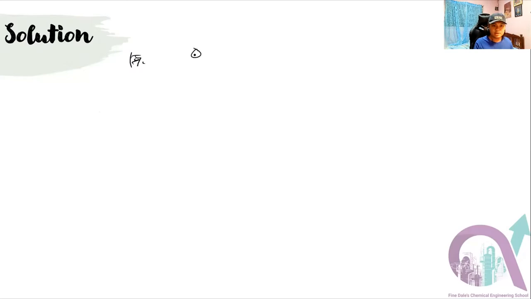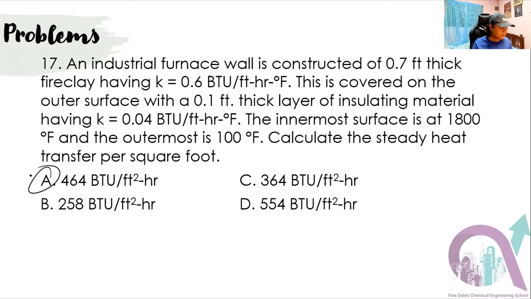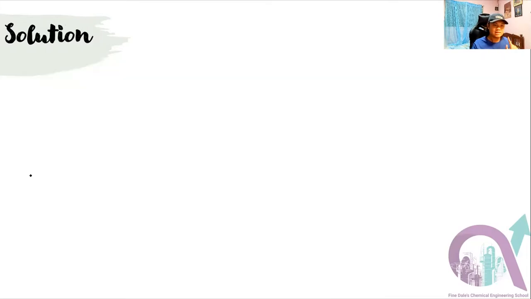This is the solution. A, you have 1,800. Actually, this is similar to the previous problem, you know? 0.04, that's 464. Never mind the units, that's letter A. Letter B is similar to number 14. Okay, so you have all the information. I'm just speeding through this. Then number 18, and let's draw so that we will be clear.